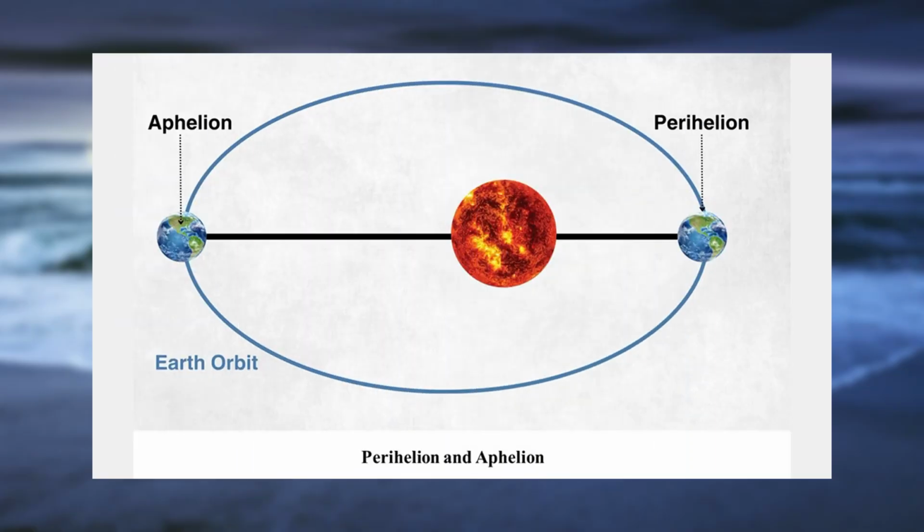Aphelion. On July 4, the earth is the farthest from the sun, around 152 million kilometers, and the tidal force is lesser in comparison to perihelion. It results in a relatively smaller tide during this time.